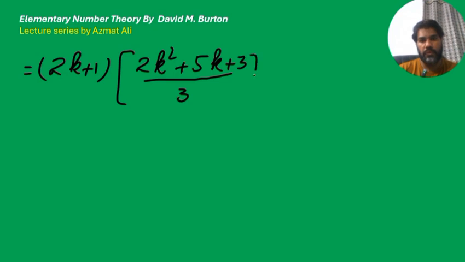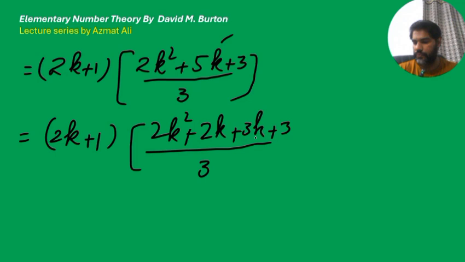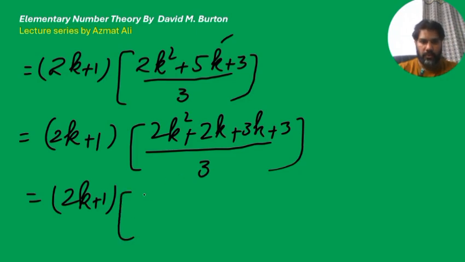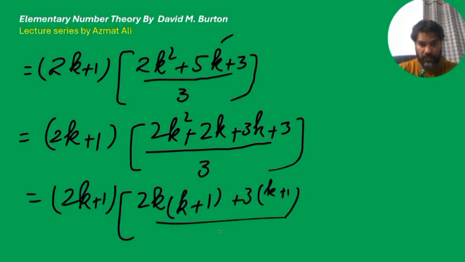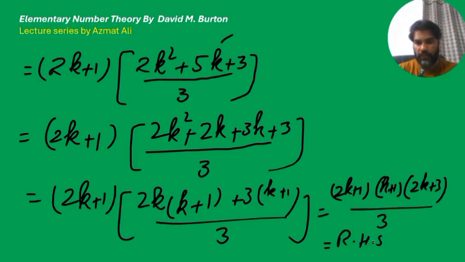Now we factor this quadratic expression. What are the factors of this quadratic expression? These are simply 2k square plus 2k plus 3k plus 3 over 3, with 2k plus 1 outside. By taking common 2k, this becomes k plus 1, plus common 3 from here, we have k plus 1 over 3, and this gives us (2k plus 1) into (k plus 1) into (2k plus 3) over 3, which is the right hand side of P(k plus 1).